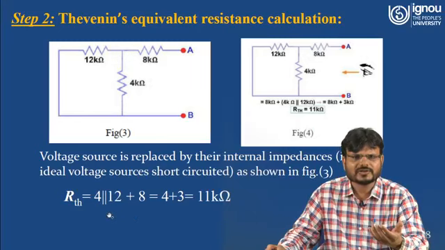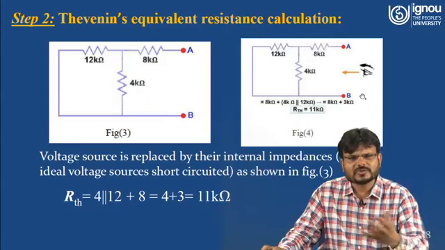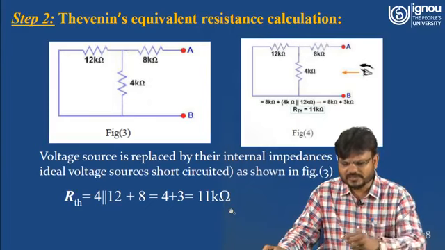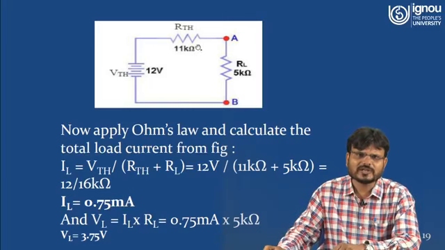So what will be RTH, or the equivalent resistance? RTH is equal to 4 kilo ohm in parallel with 12 kilo ohm, added to this 8 kilo ohm. The equivalent of this 4 and 12 is 3, and adding this one, it comes to 11 kilo ohm. So the equivalent resistance looking from terminals A and B, or the Thevenin resistance, is 11 kilo ohm. So you have calculated the Thevenin voltage, 12 volts, and also the Thevenin resistance, 11 kilo ohm.